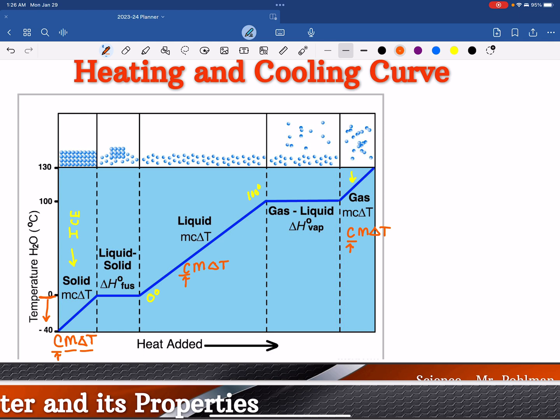So you can see this formula is not going to be something difficult, because I'm going to give you what these specific heats are. So if you can remember CMAT, then you'll be okay with the formulas and doing the simple math with this.